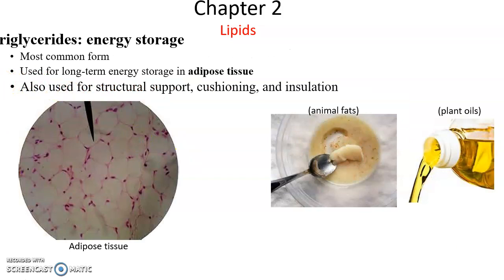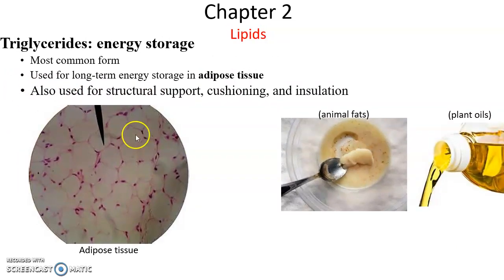Triglycerides are the form used for energy storage. It's most common in the foods we eat, whether it's animal fats or plant oils, and they're stored in adipose tissue. So the main function is energy storage, but also the fatty tissue can form structural support for organs, can provide cushioning for delicate structures, and insulation to reduce heat loss.